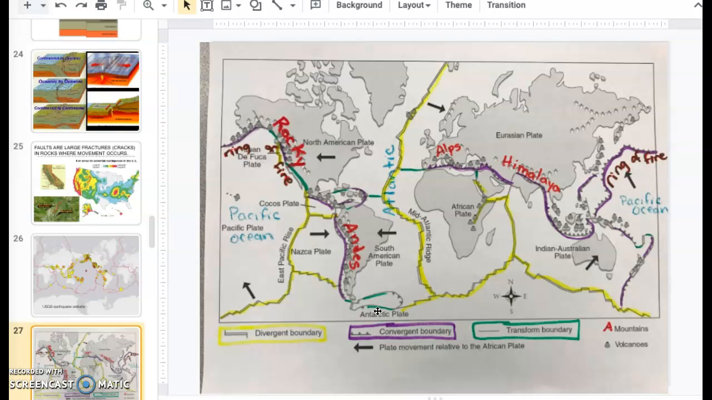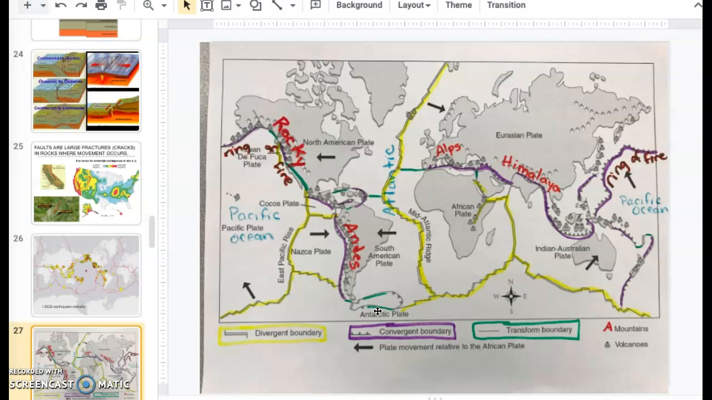Next week, we're going to be looking at different types of mountains and how these boundaries help in the creation of those. So this is going to be helpful with that. But I do want to point out to you that not all earthquake and volcanic activity happens on tectonic plate boundaries.